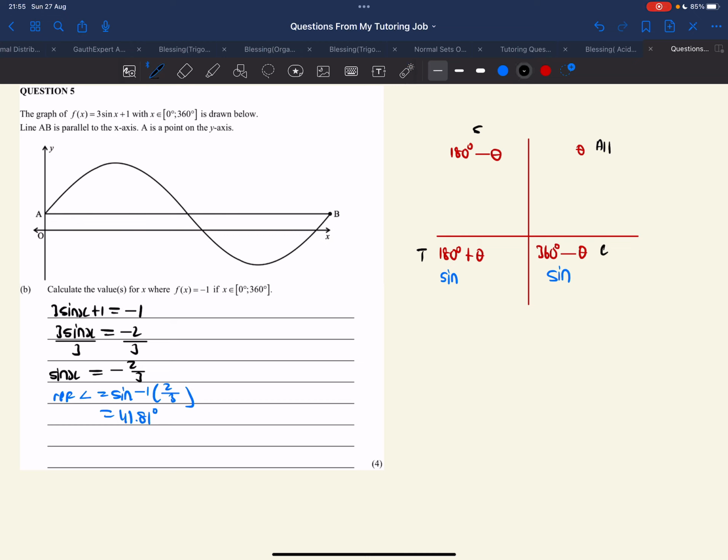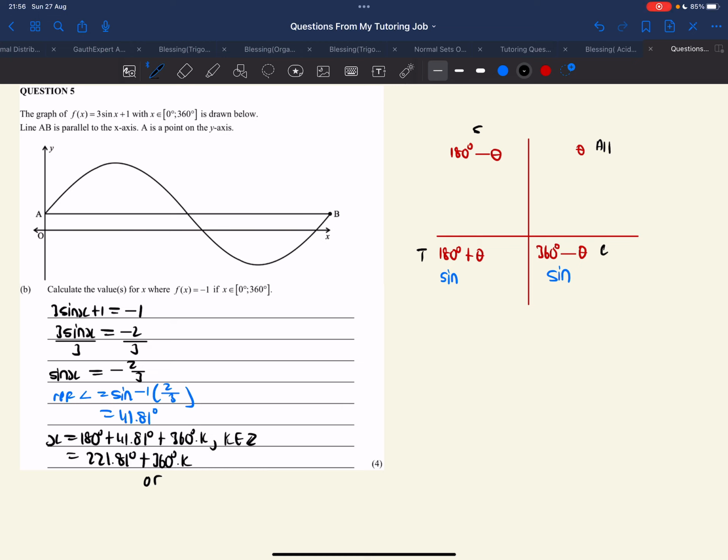All right, now we're going to do the general solution. So we're going to say that x equals 180 degrees plus 41.81 degrees plus 360 dot k, where k is an element of the integers. So we're going to say 180 plus 41.81, which gives us 221.81 degrees plus 360 dot k.